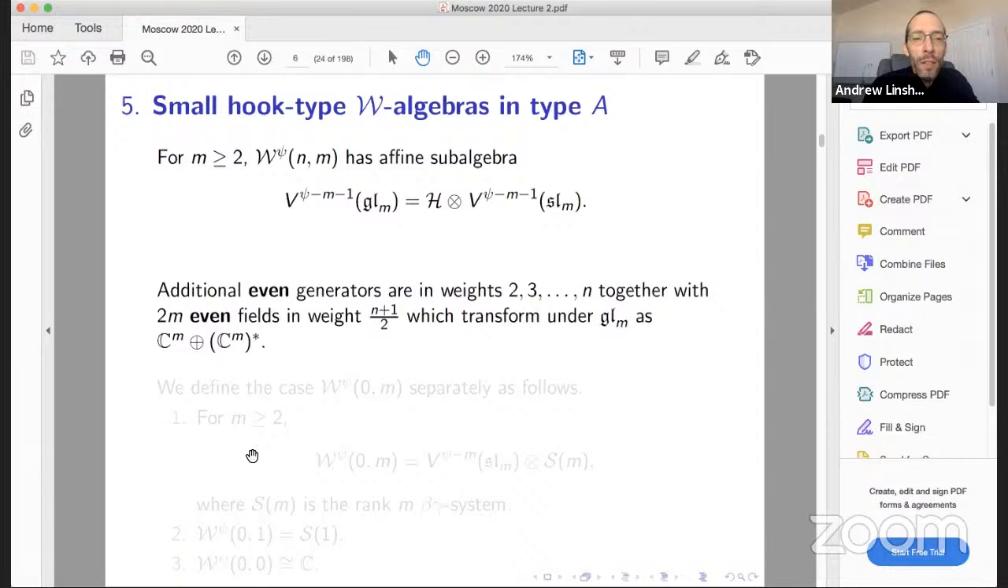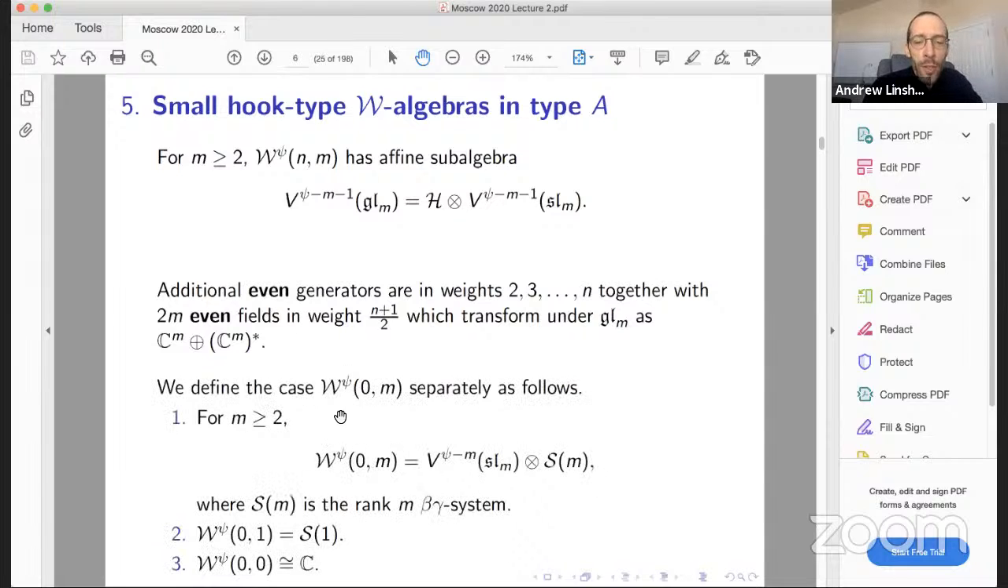And so there are some extreme cases also that I should define. The case where I told you that when n is 1, we get an affine algebra, but when n is 0, then I have to define it differently. So when m is greater than or equal to 2 and n is 0, I'm going to define it to be an affine SLM tensored with a rank m beta gamma system. So SM is just the beta gamma system of rank m, and this carries an action of SLM at level -1. So there's a diagonal action here of SLM at level psi minus m minus 1. And also W psi 0, 1 is just the rank 1 beta gamma system, and 0, 0 is C. This is so that the theorem I'm going to state holds in the extreme cases as well.